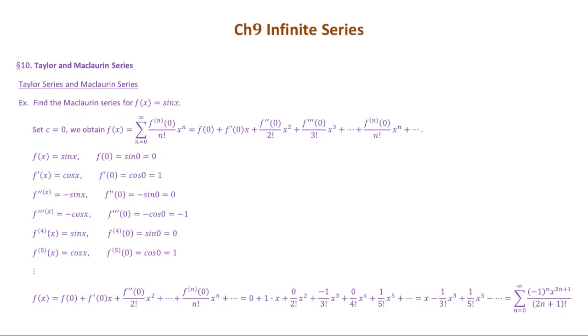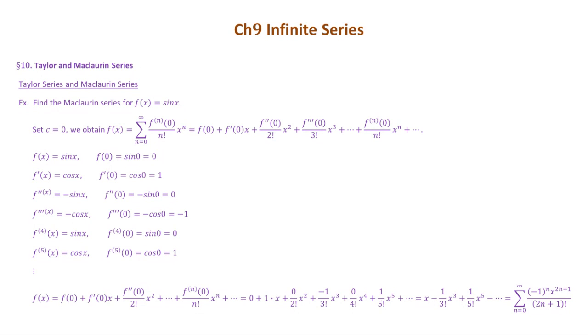And then f triple prime of x, I just take the derivative of f double prime. We get negative cosine x. And then plug 0 for x, we get f triple prime of 0, and that's negative cosine 0, so that's negative 1. And then you can continue to do that.